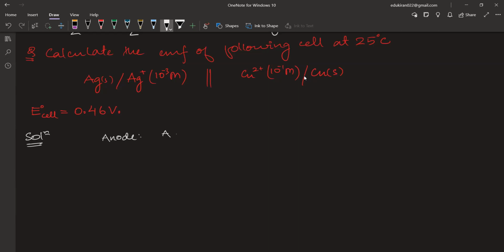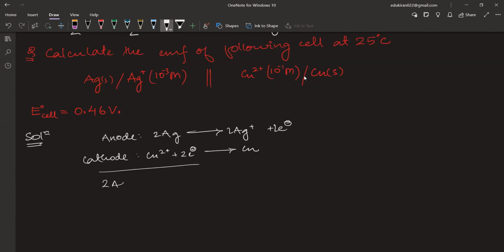Anode, Ag giving Ag plus electron, then cathode, Cu2 plus 2 electron, giving you copper. Then I have to balance the electrons. So I have to add 2 here, 2 here, and 2 here. So it will be 2 electron and 2 electron will get cancelled.